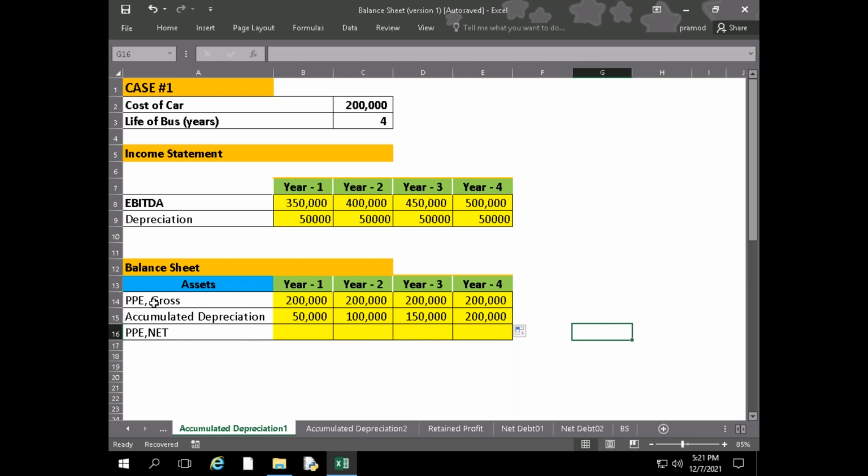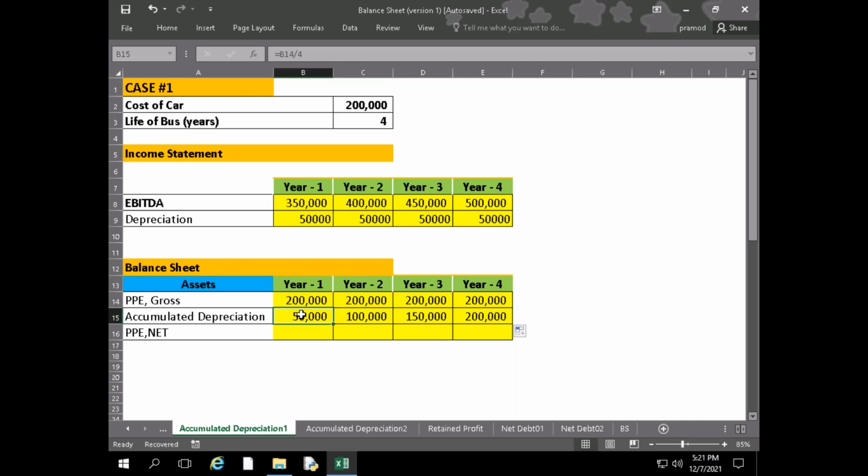So when it comes to the plant, equipment and property, that value is 2 lakh in the first year. So when I am depreciating in the first year, it is 50,000. So when you are only depreciating in the income statement, every year you will show 50,000 only. But when you are showing in a balance sheet, it is accumulating every year. So in the sense, the previous year 50,000 is accumulating to the present year. So the next year the amount is accumulated by the present year.